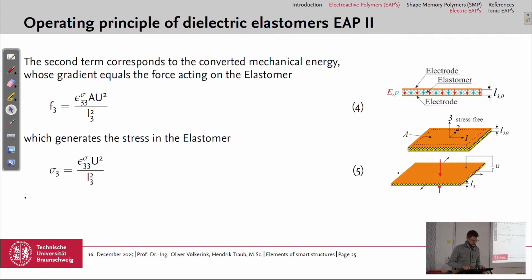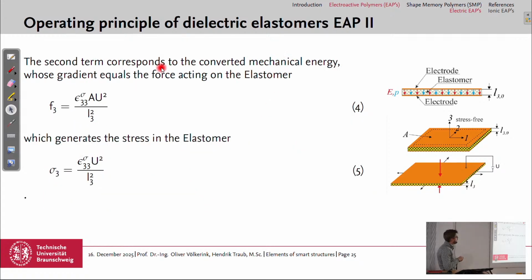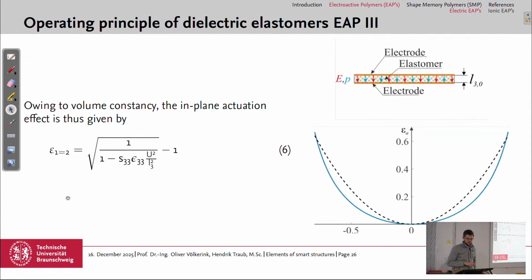So the second term here in the change in the stored electrical energy corresponds to the converted mechanical energy, and this equals the force acting on the elastomer, and this also generates the stress in the elastomer. So we divide it by the area of the electrode, then we get the stress generated in the elastomer. And we have a behavior like this. Owing to the volume constancy, the in-plane actuation effect can be given by this equation.